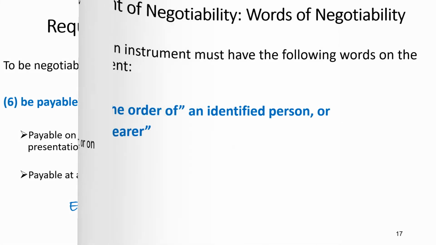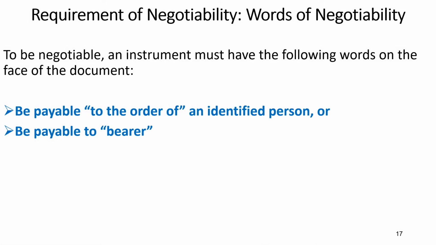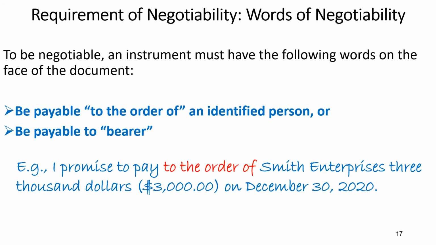Finally, the document must contain words of negotiability. This is purely a legal term of art. Words of negotiability. What are they? It's what the law has defined. And the words are "to the order of," and then the name of the particular person, or "payable to bearer." So we're going to look at this element more in depth. But here's an example. I promise to pay to the order of Smith Enterprises $3,000 on December 30th, 2020.